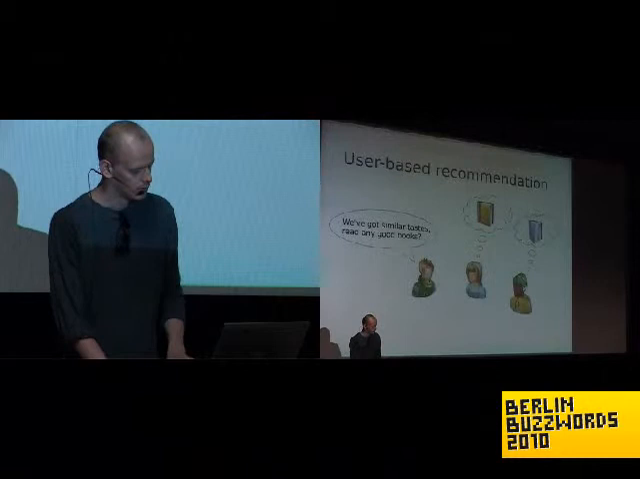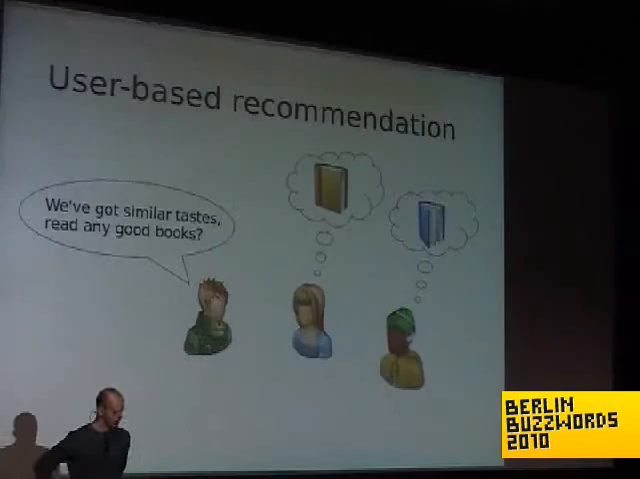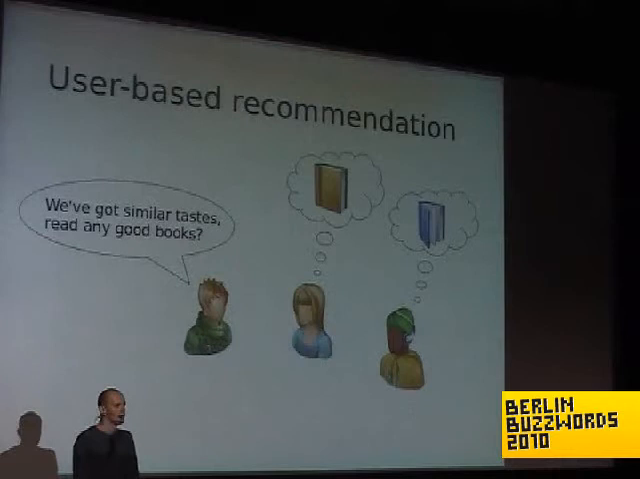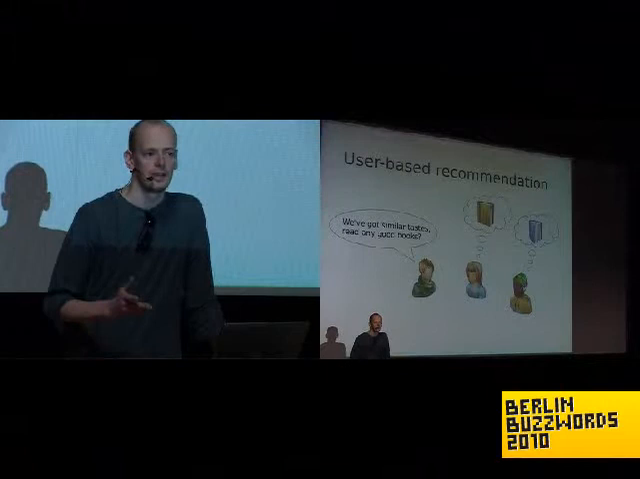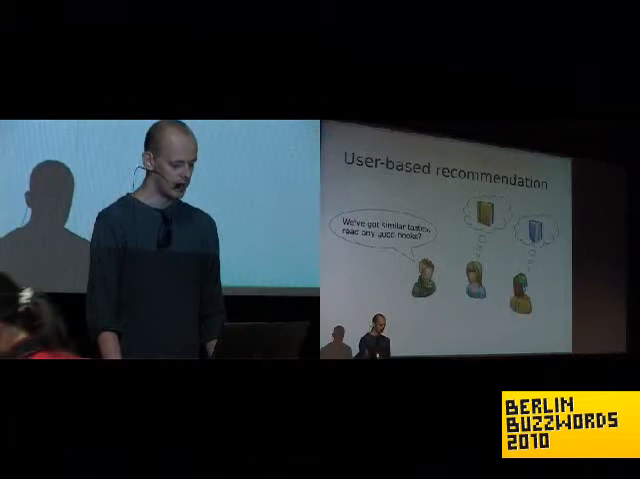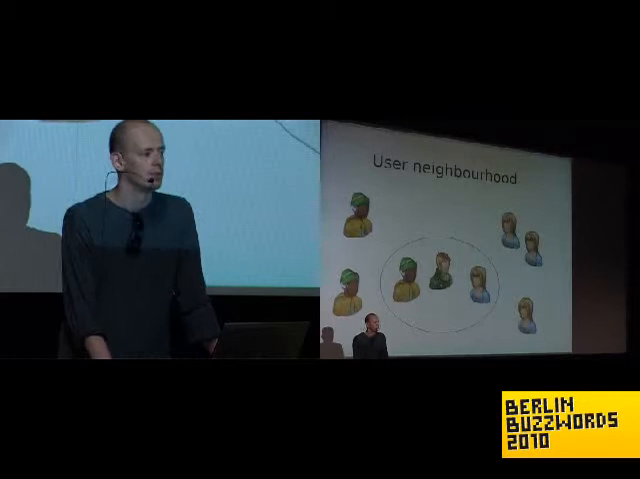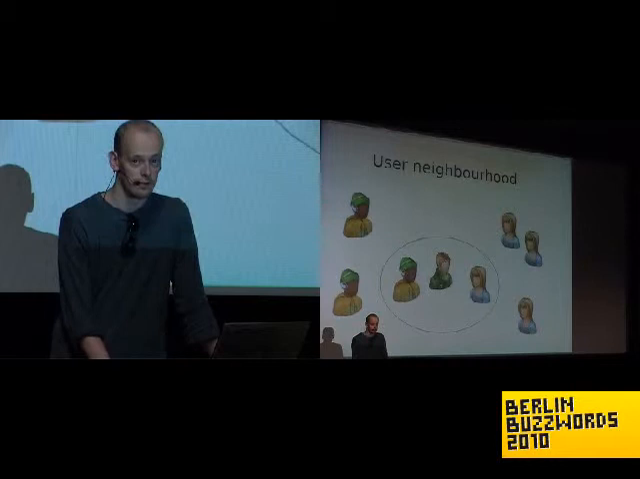But if you do want to have personalized recommendations, you have user-based recommendation. And this works in the following way. For a given user, you first look for other users that have sort of the same taste. And then, as recommendations, you can get the items of the other users. And you do this by determining a user neighborhood. This user neighborhood consists of users that share a similar taste. And you need to compute this neighborhood first, and then you can get recommendations.